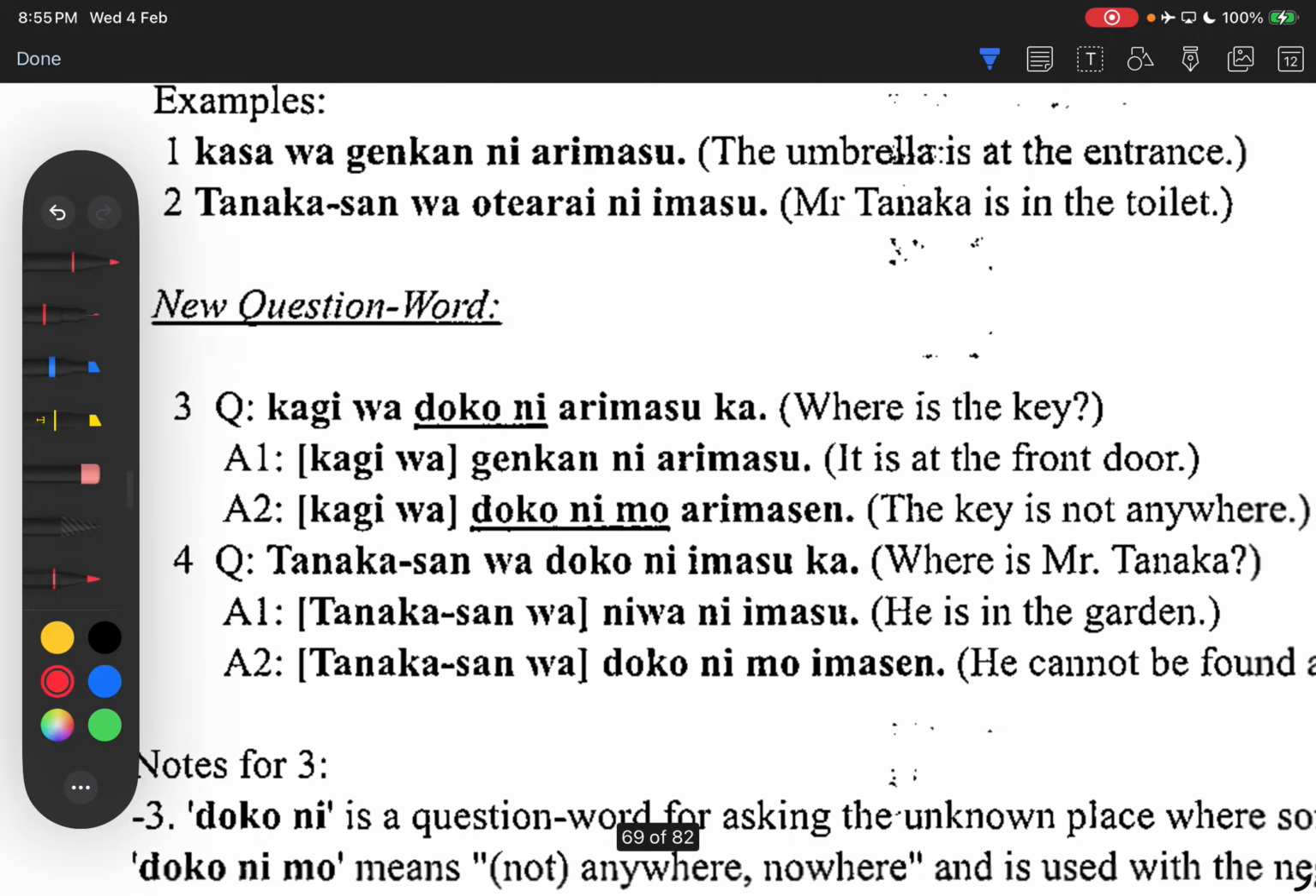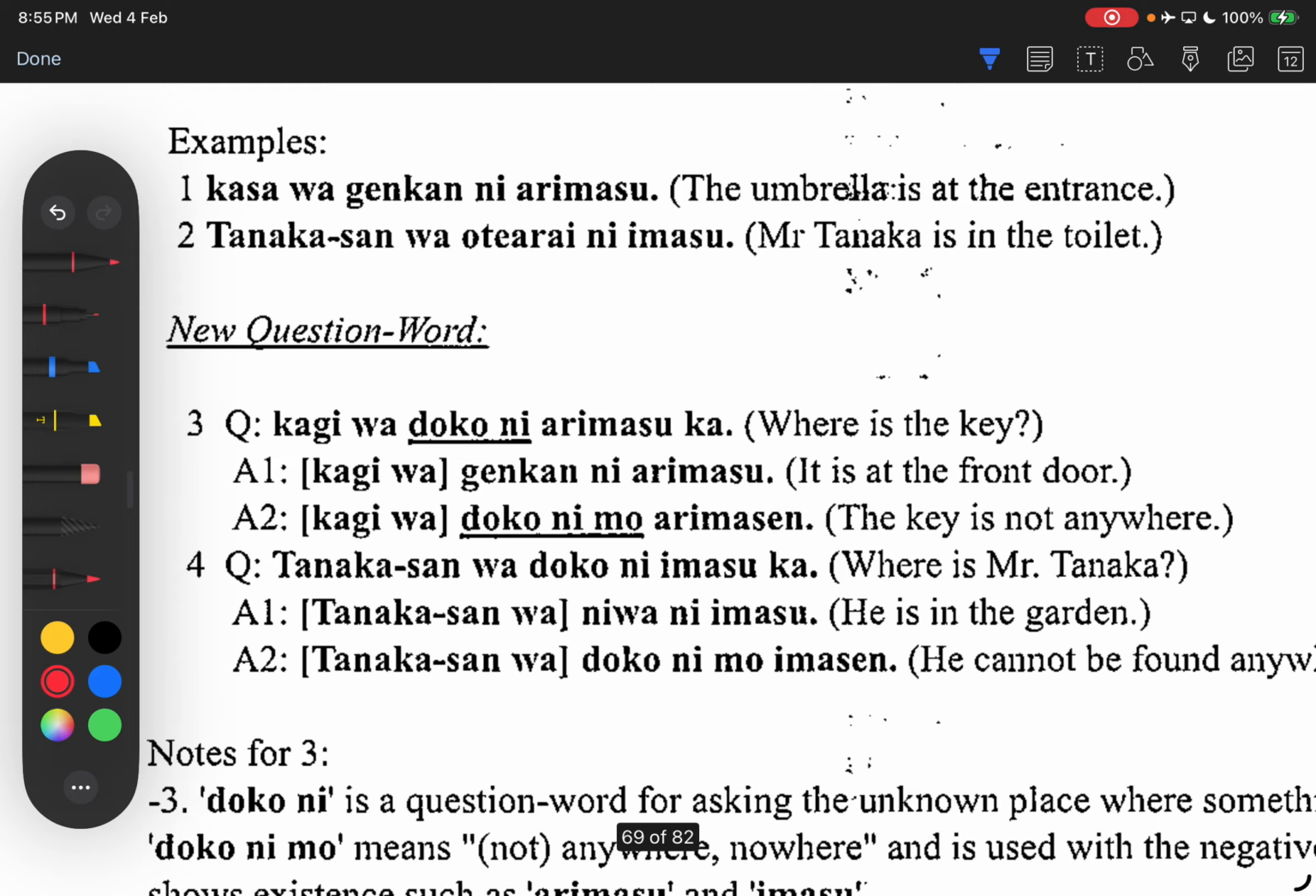New question word number 3. 鍵はどこにありますか? So どこに, right? に is in where, at where. We don't say どこでありますか? We also don't say どこへありますか? We use どこにあります. So where is the key?